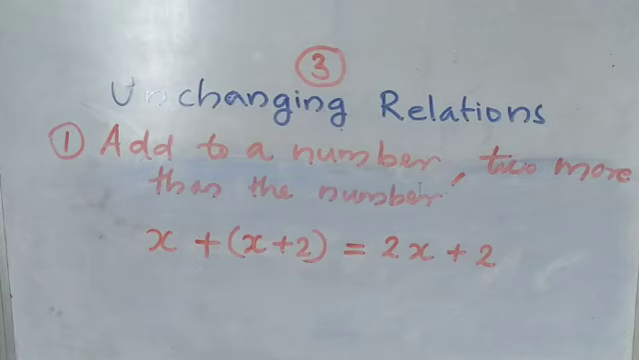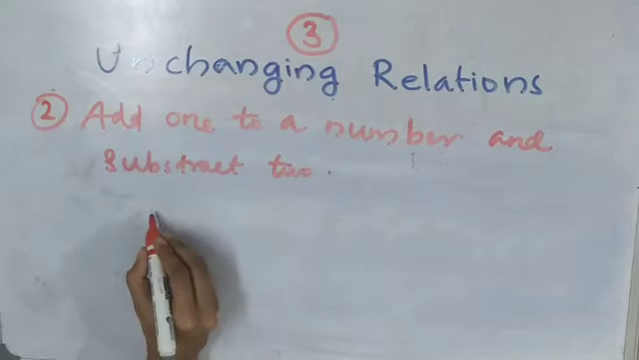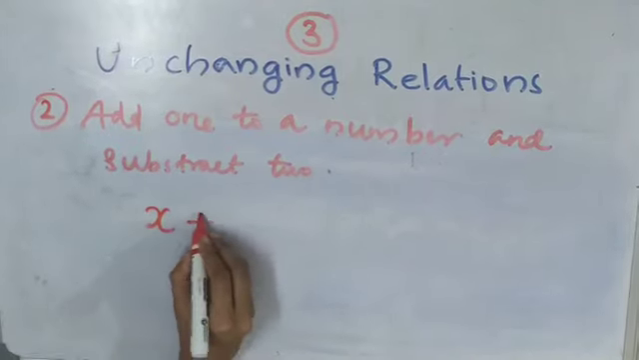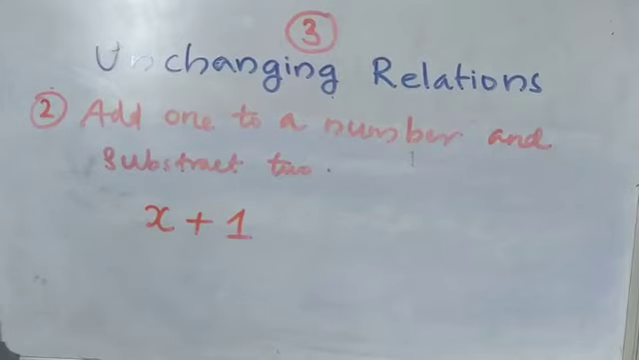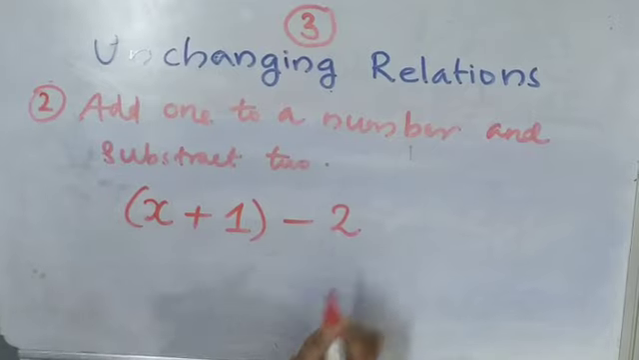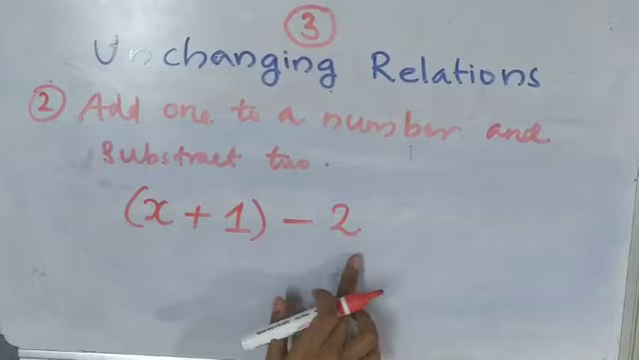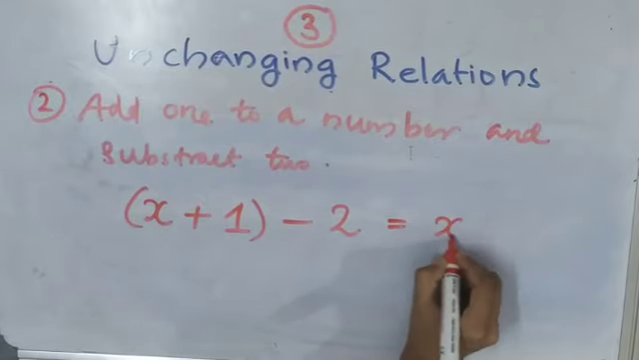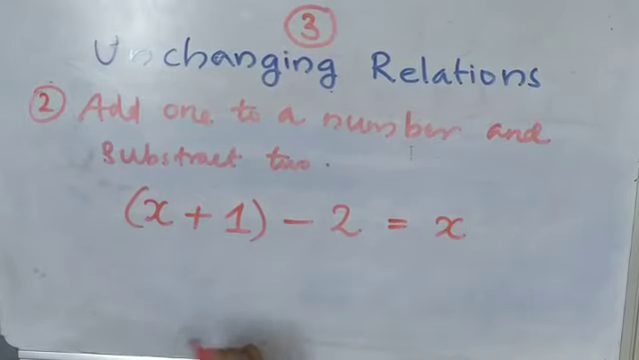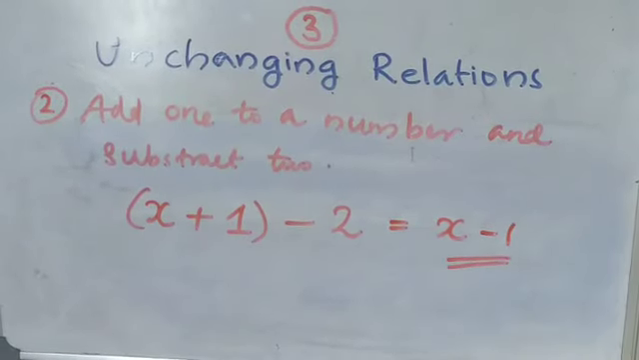Now let us look at the second question. The question is add 1 to a number and subtract 2. So add 1 to a number, suppose the number is x, I am adding 1 to this number, okay, and subtract 2. So x plus 1 minus 2, that is equal to x. 1 minus 2 is minus 1. So x minus 1.